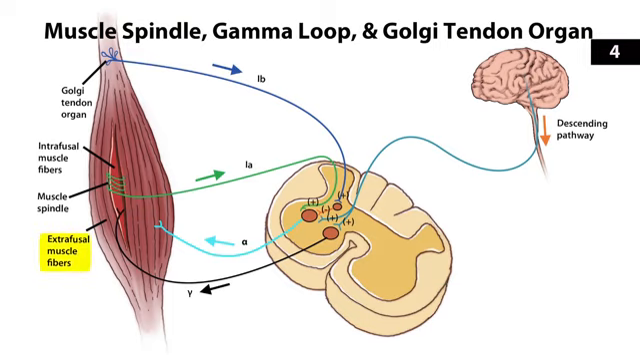The extrafusal muscle fibers are the functional units of muscle. They're actually doing all the work, all the heavy lifting, so to speak. And we subdivide these into fast twitch and slow twitch, or white and red, which we already talked about before.